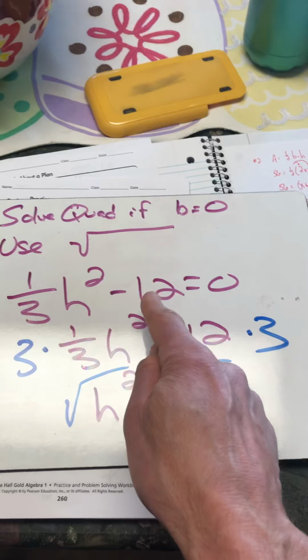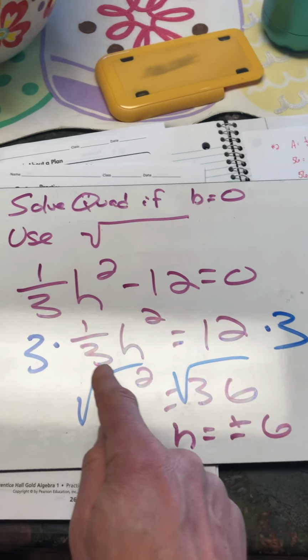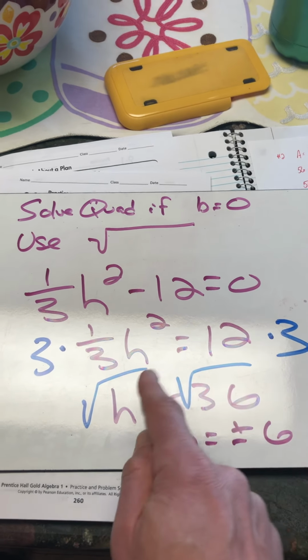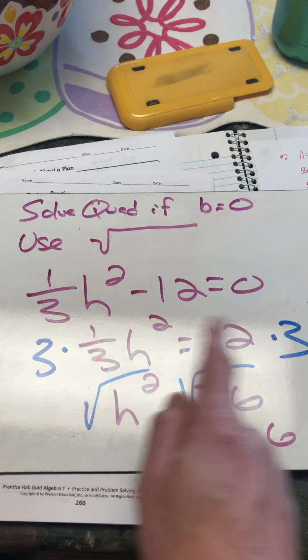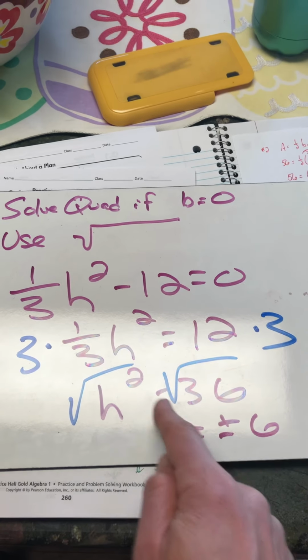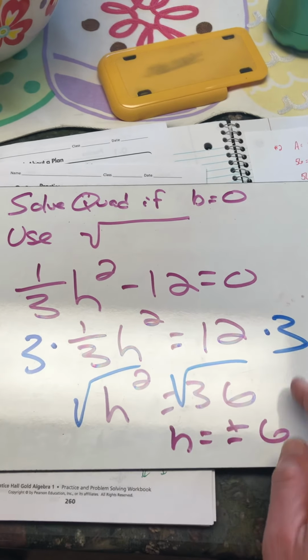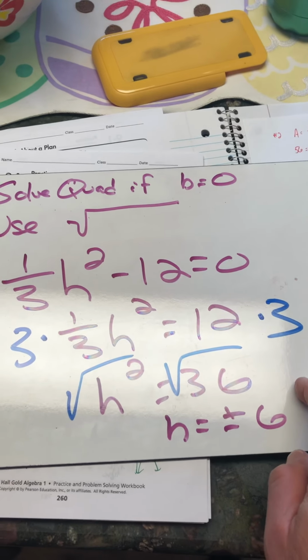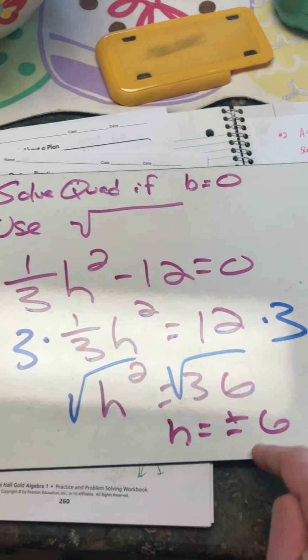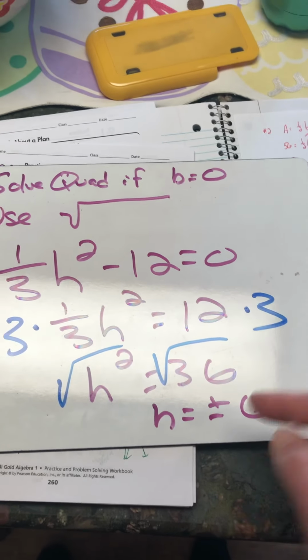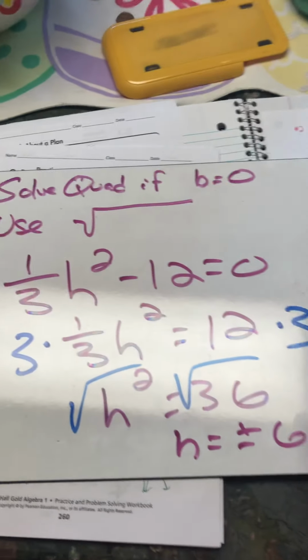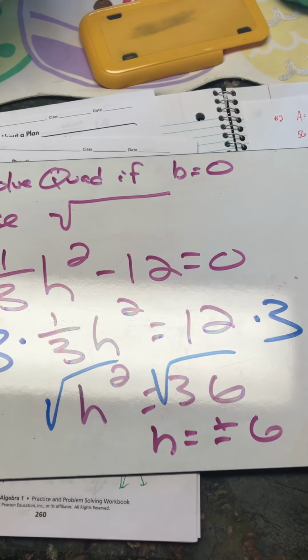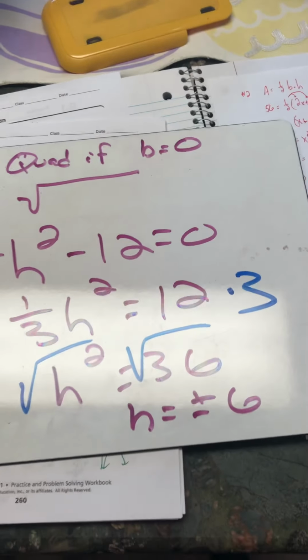So in this case, I just added 12 to both sides. I have 1/3 h squared equals 12. So to get h squared by itself, I multiply both sides by 3. I get h squared equals 36 and take the square root. Don't forget, when you take the square root of a value, we have to account for the positive and negative root. On the assignment, some of you guys forgot that second value. The square root of 36 is not just positive 6, but it's also negative 6.